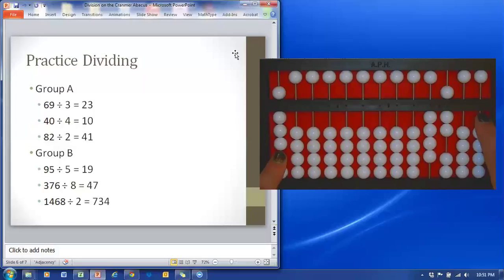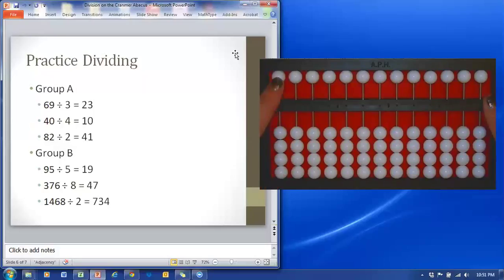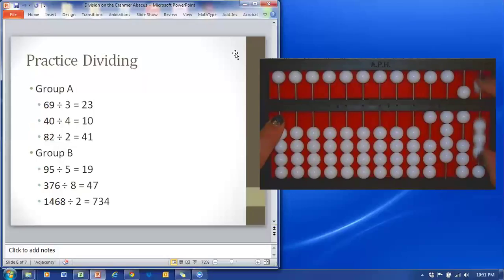Let's do a 4-digit, clearing out the abacus. My dividend is 1,468. And I'm dividing by 2, so my 2 is going to go all the way down the left. Will 2 go into 1? No, it's too big. So I'm going to use the 1 with the 4.